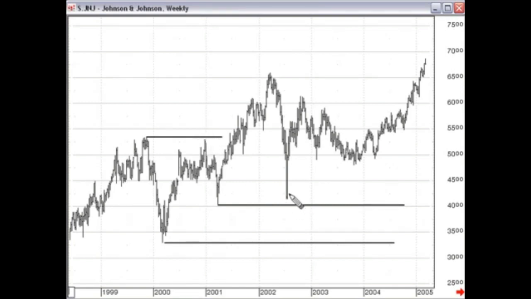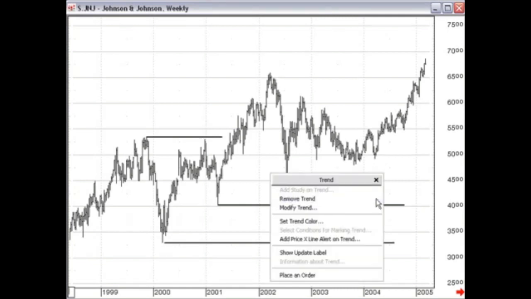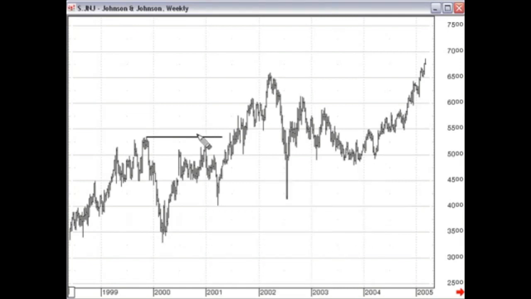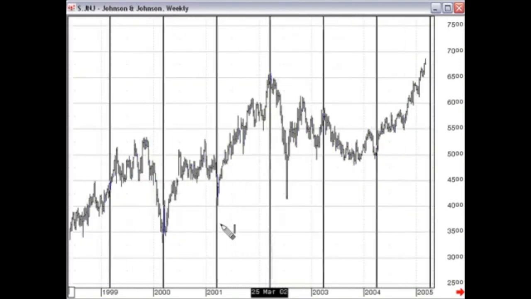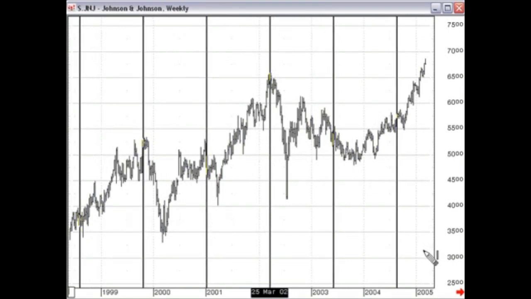You can draw them vertically. And what I mean by that is you can draw them vertically to identify moments in time. You primarily apply trend lines in this manner if you're going to be doing cycle analysis.